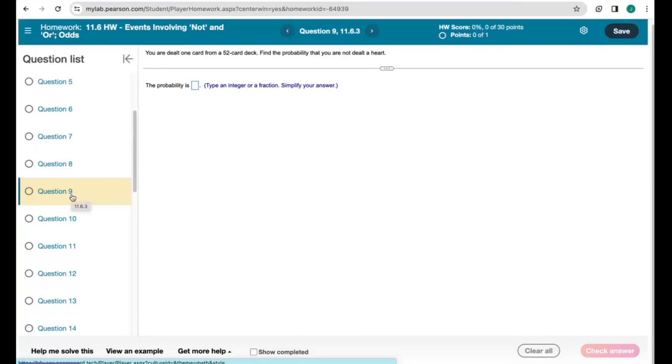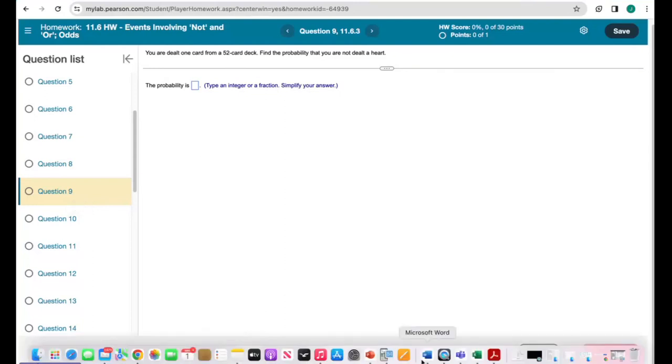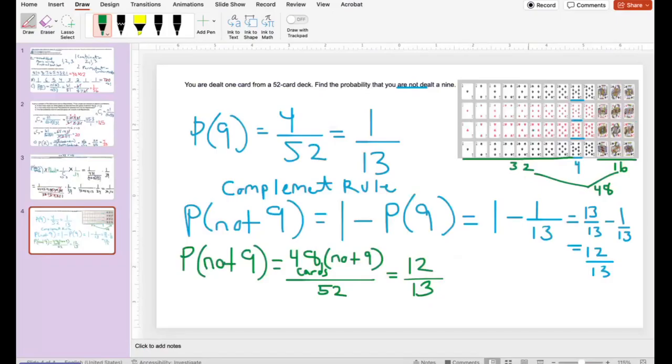Not heart. It's very similar to the last one. It's just hearts. There's 13 of them. I'll just show you. I'm not going to work it out, but I'll just show you. Hearts are this row right here. There's 13 of them. So 13 out of 52.